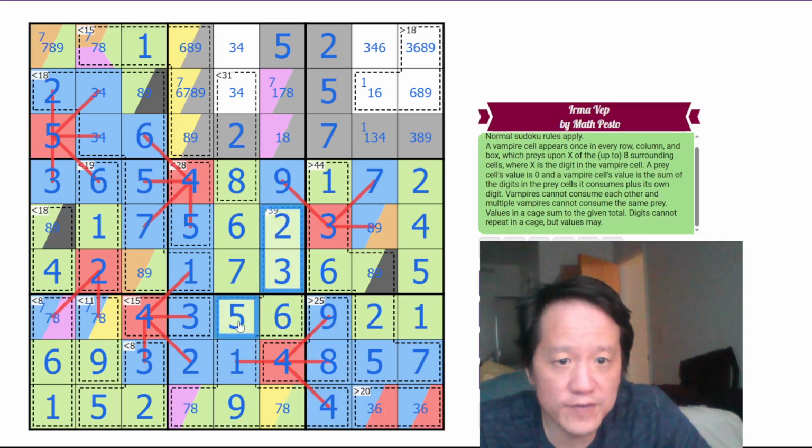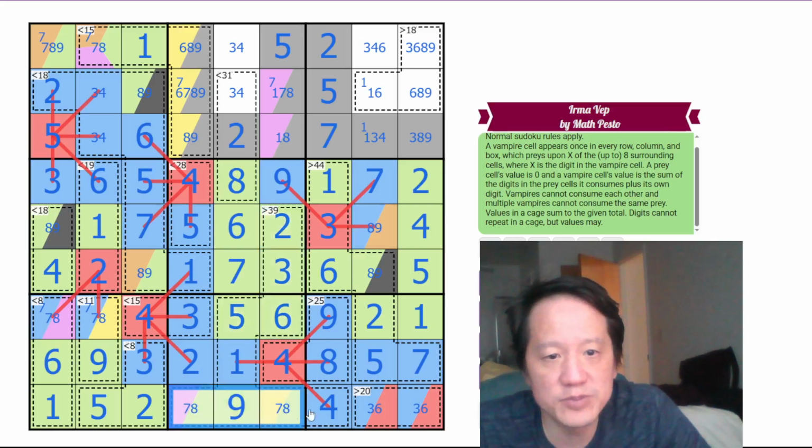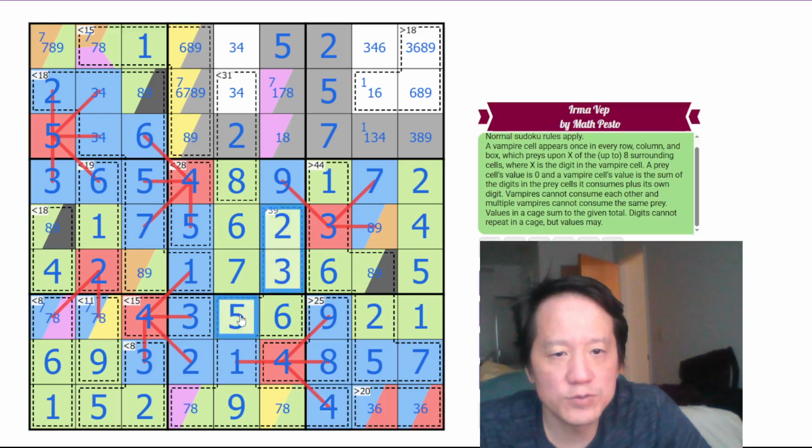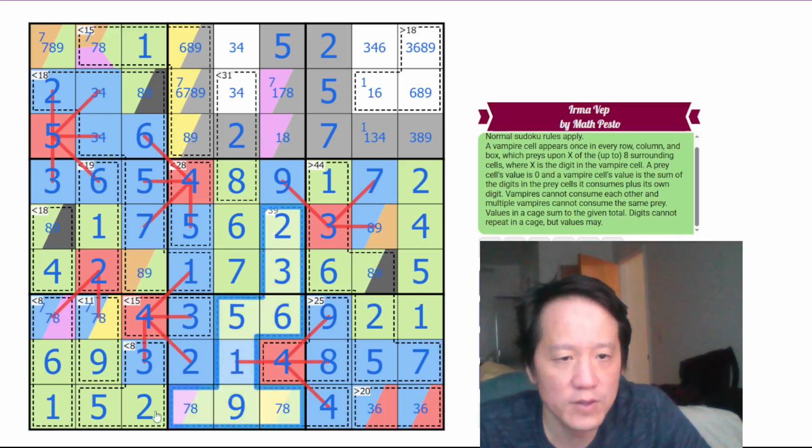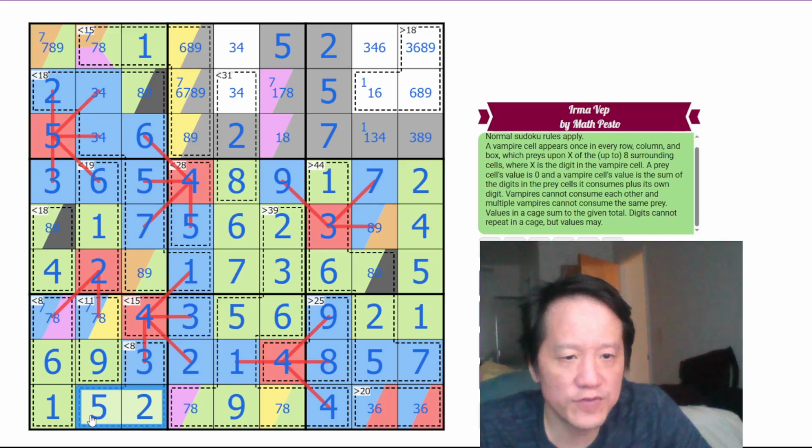These 2, 3, 5, 6, 7, 8, and 9 keep their value, and 1 and 4 do not, so those are 0. 2, 3, 5 is 10, 6 and 9 is 15. That's 25, plus 7, 8, which is another 15, that's 40, which is greater than 39. This 2 and 5 keep their value, and those are the only ones, so it's 7, which is less than 8. 1 and 6 keep their value, so that's 7, less than 8. 9 is less than 11.